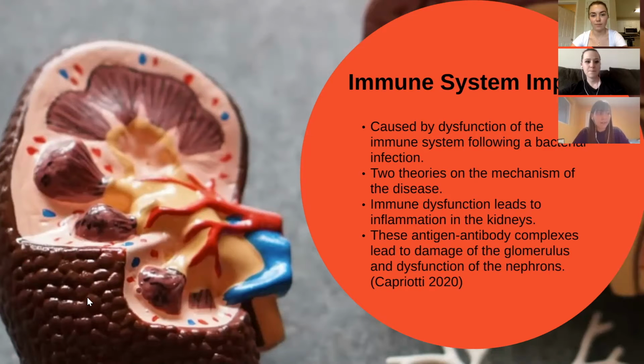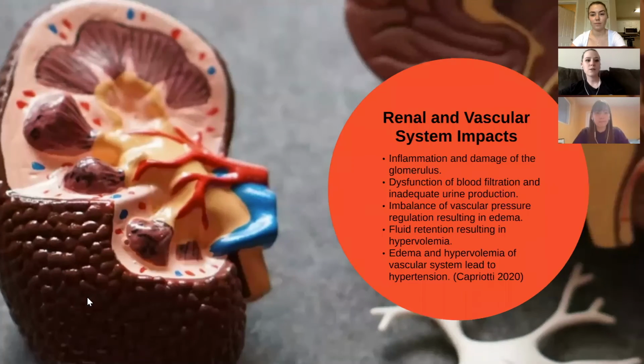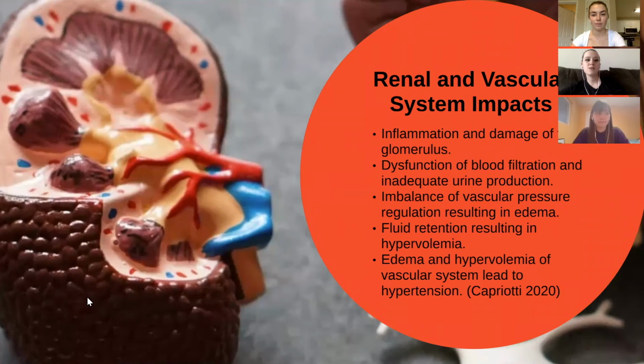Okay, so after the immune system starts the disease process, how is the renal system affected? The glomerulus becomes damaged and inflamed by the immune process, and as a result, the renal system is no longer able to appropriately filter the blood. And then it's also not able to produce sufficient amounts of urine. So albumin, as we talked about before, is an important component in regulating the body's colloid oncotic pressure.